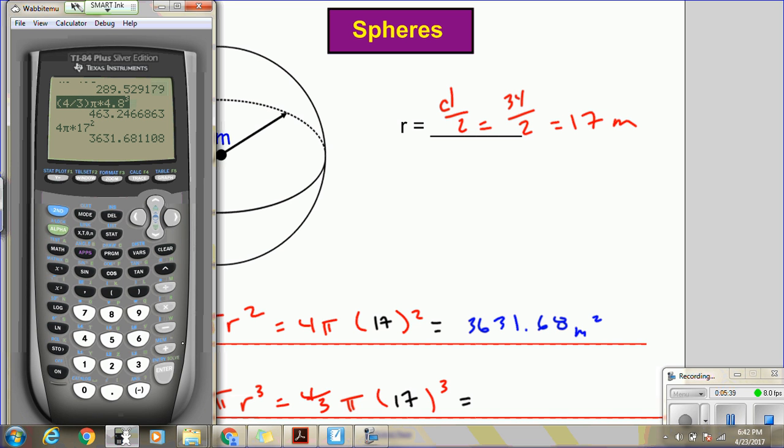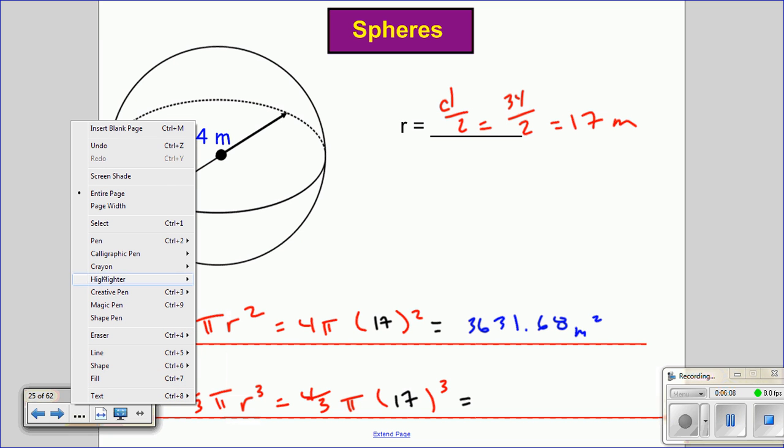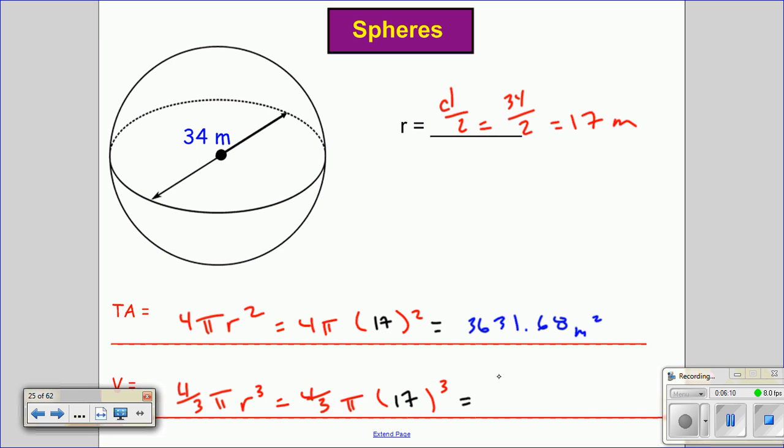And now we calculate our volume. Again, I'm just going to copy it down and change what needs to be changed. Alright, looks good. And our volume is 20,579.53 meters cubed.